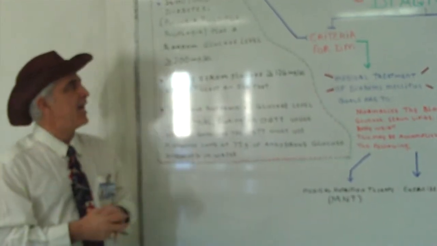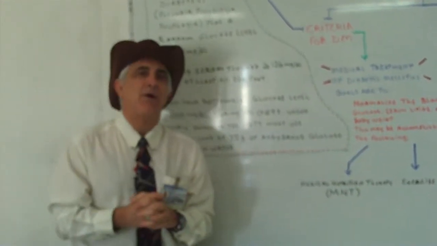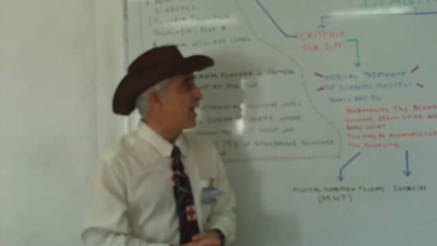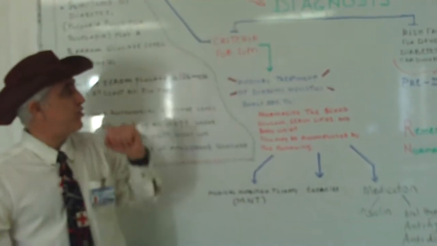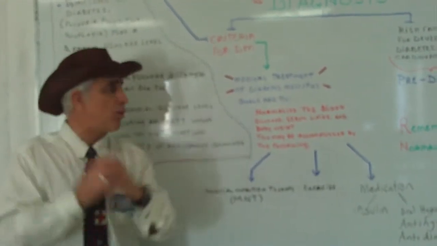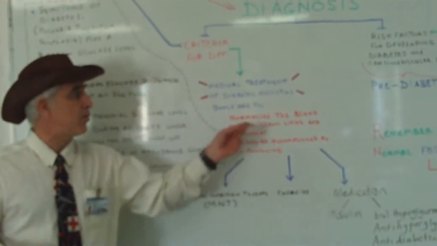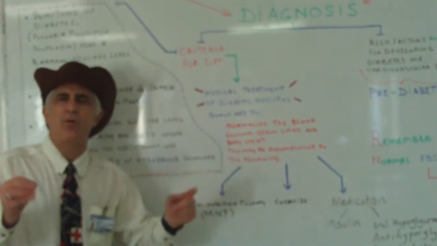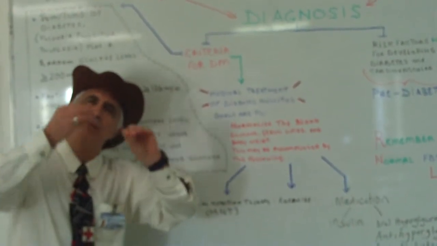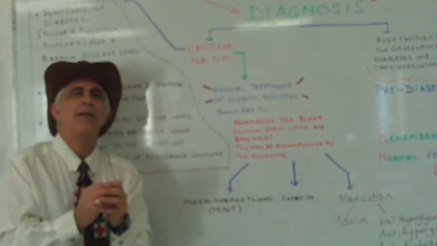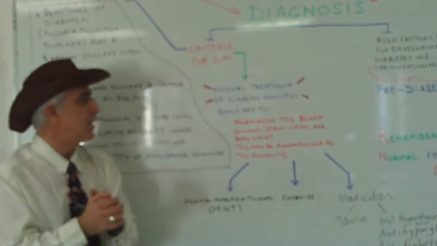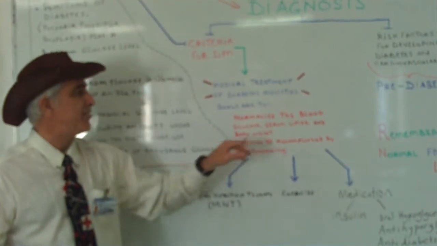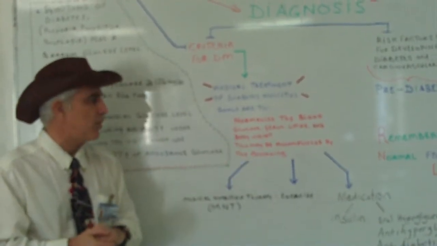Now, supposing we find out that they have the diagnosis of diabetes, what then? Medical treatment of diabetes mellitus. There's a few goals here. One, keep the blood glucose as close to normal as possible. What we mean is that their blood sugar levels would be as if they were not a diabetic. That's the key. And also serum lipids and body weight. That's going to be very critical.